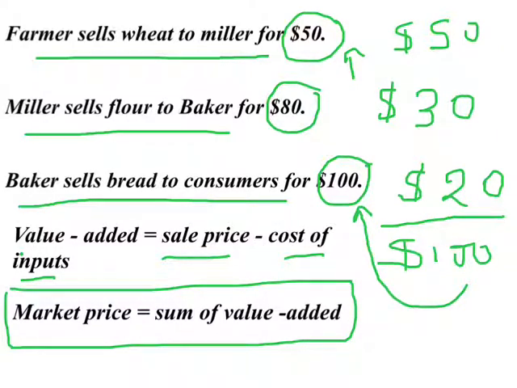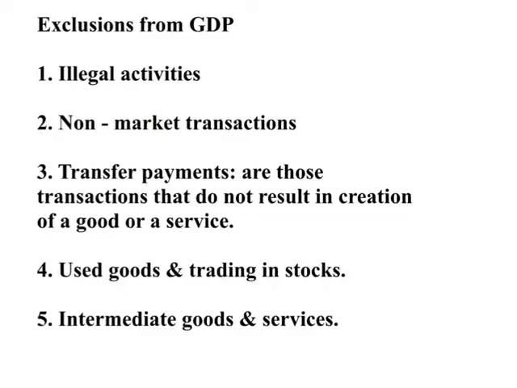So if we look at just final goods or services, and if we also want to include intermediate goods and services, that means we are double or multiple counting. So when we are looking at GDP, what we look at are final goods and services and not all sales that are taking place within the economy. Now let us look at what is excluded from GDP calculations.